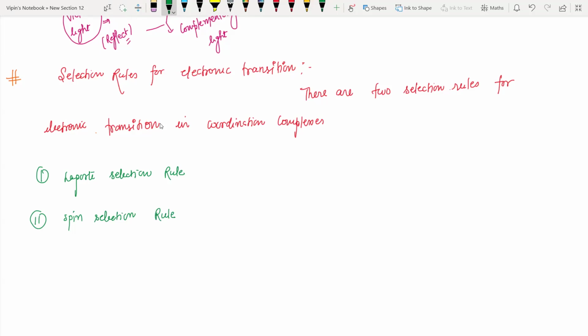Right? So why selection rule? Why is the criterion given by the selection rule necessary? We can say it is mandatory to follow by the complex, because if complexes do not obey the selection rule, then there will be no electronic transition. If there is no electronic transition, there will be no absorption of light, no reflection of light, and there will be no color of the complex.